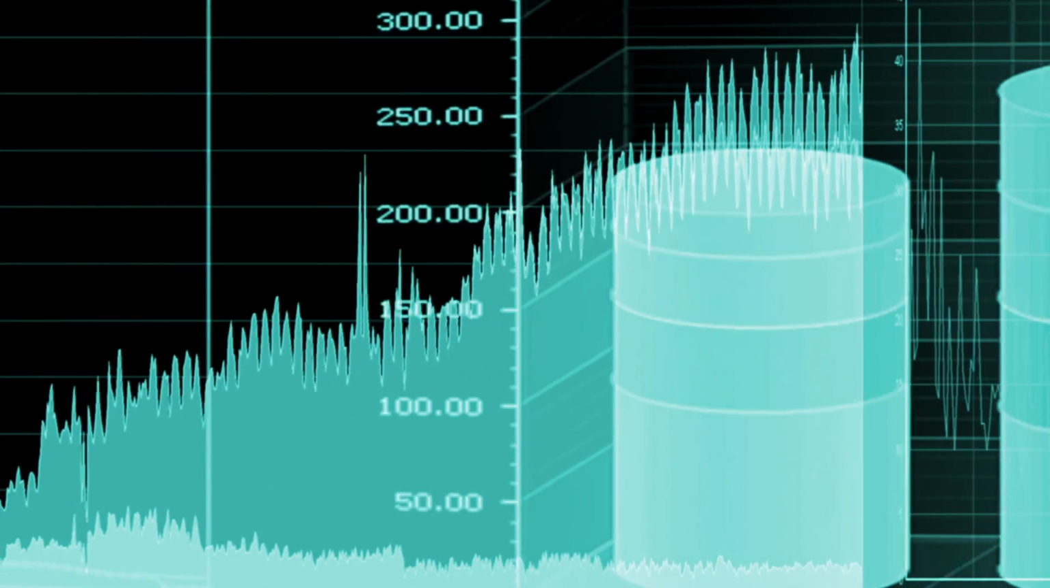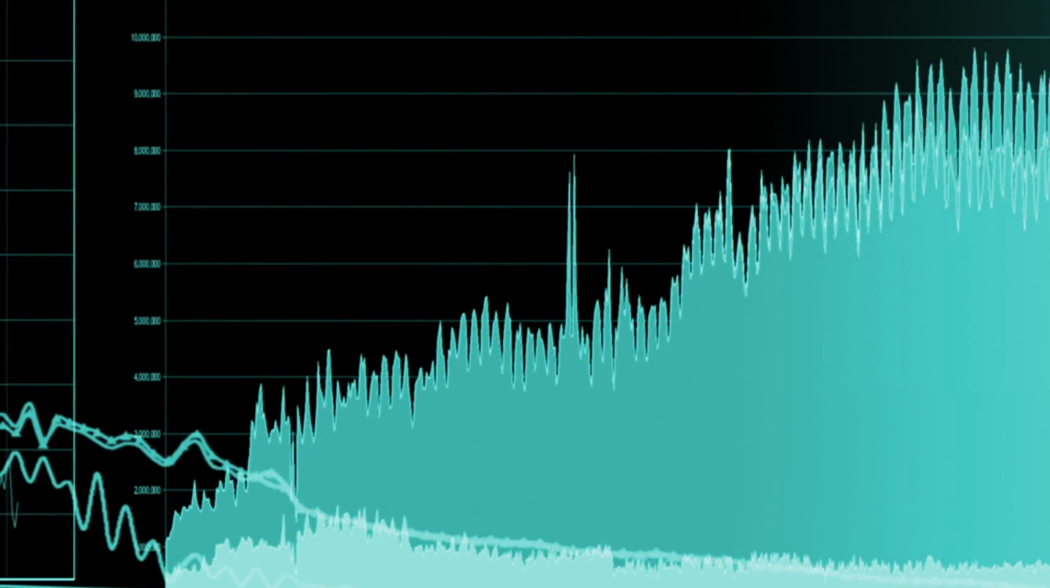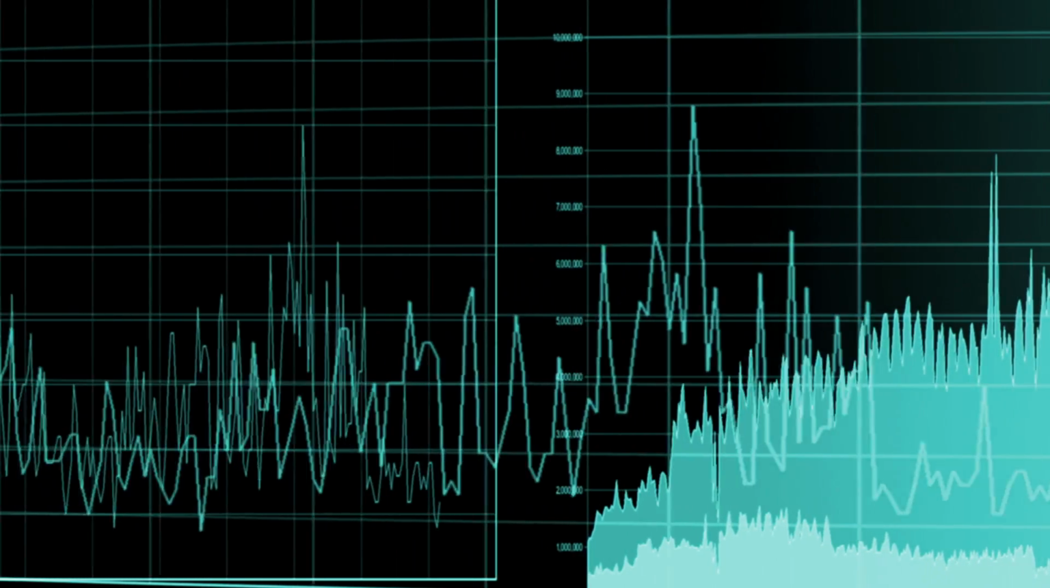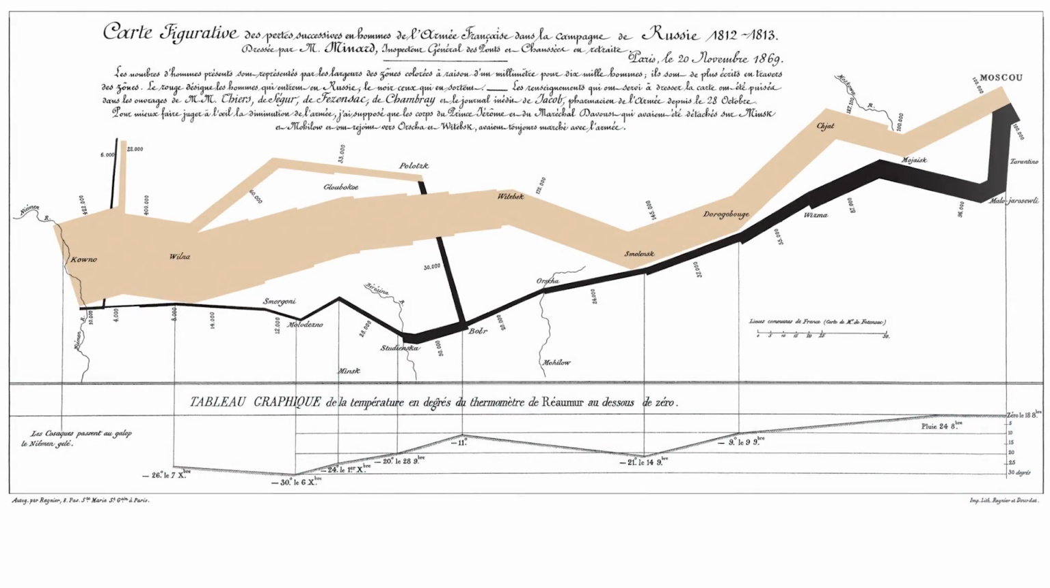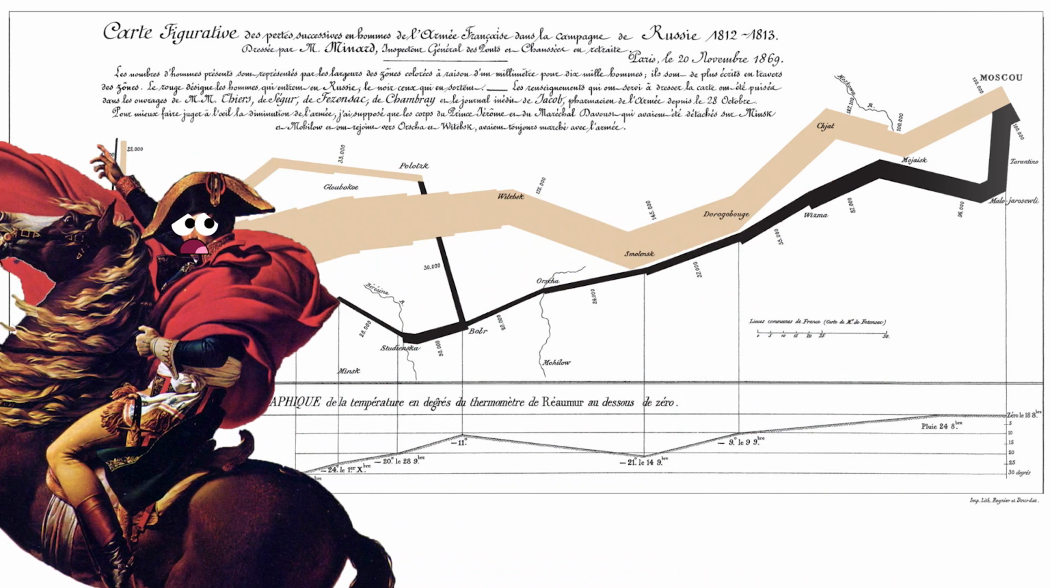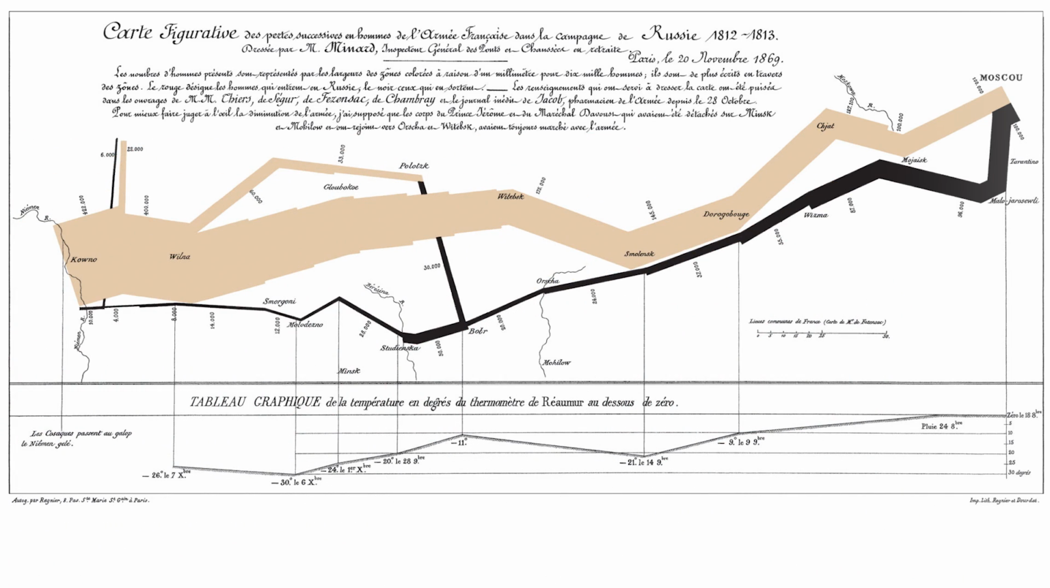Charts, graphs, and other data visualizations. Chances are you've seen at least one in your life. Today, I'd like to share with you my favorite, which is over 200 years old. A map showing Napoleon's army's advance and retreat into Russia by Charles Minard. This graphic shows six different sets of data at once.